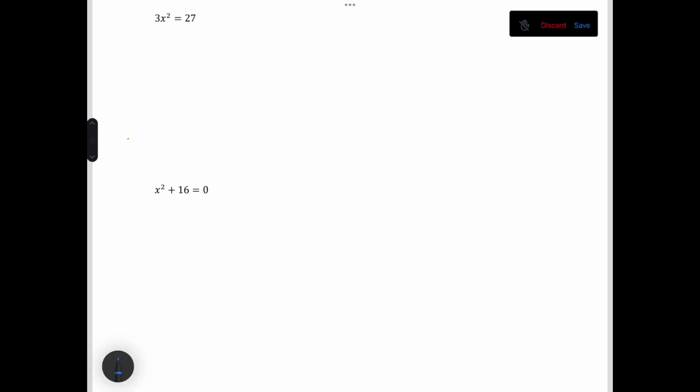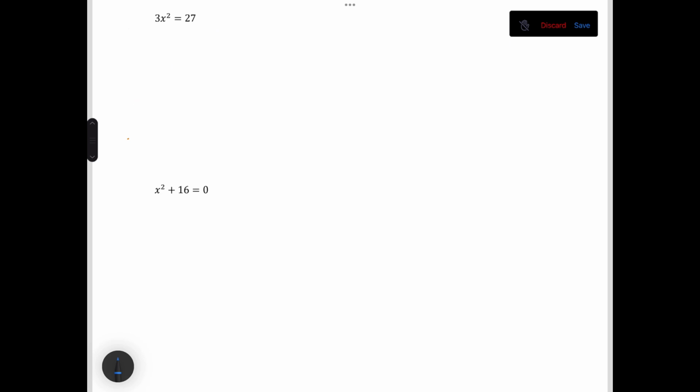Let's go to the second one. You can try this one and post your answer in the comments. Some of you might look at this and think, okay, the previous one was done like this, let's square root both sides and then we can see the answer is going to be... No, we can't do that.